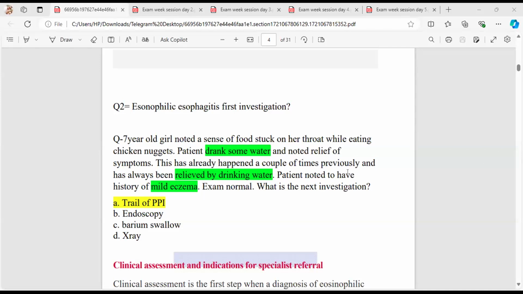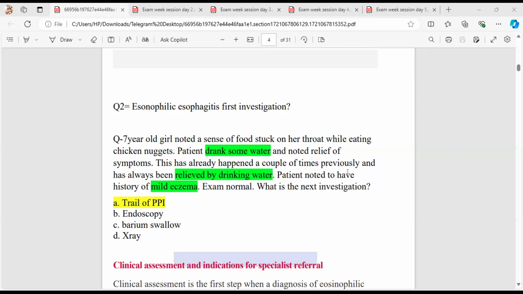But for example, in this question, this is dysphagia, like the patient has a problem with eating, but the age of the patient is only 7 years old. Definitely for this patient we will not consider endoscopy first. What will we consider? We will consider a trial of PPI, as maybe this patient has GERD. So therefore I will go with the trial of PPI.